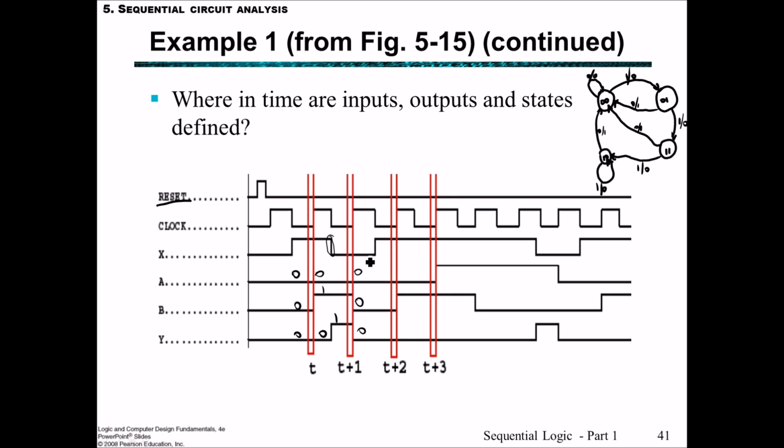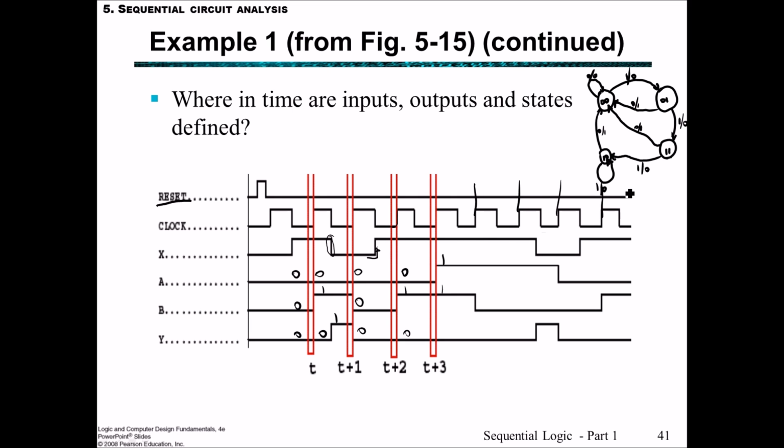And here we have x going from 0 to 1. However, since we don't have a rising edge clock pulse, there's no change in A or B until this clock pulse has the rising edge, and then we go once again from 0, 0 to 0, 1. We move to there, output still being 0. X continues to stay at 1, and when x is 1 at the next clock pulse, then we have the states going from 0, 1 through to 1, 1. It's this state here.